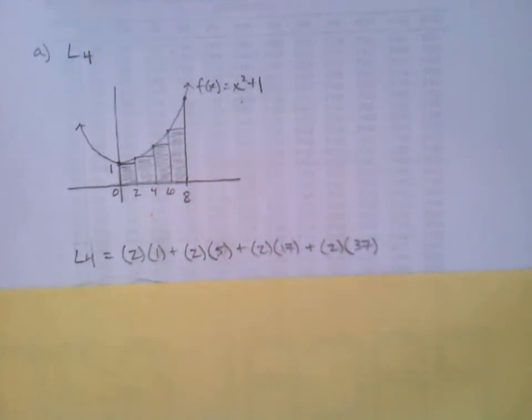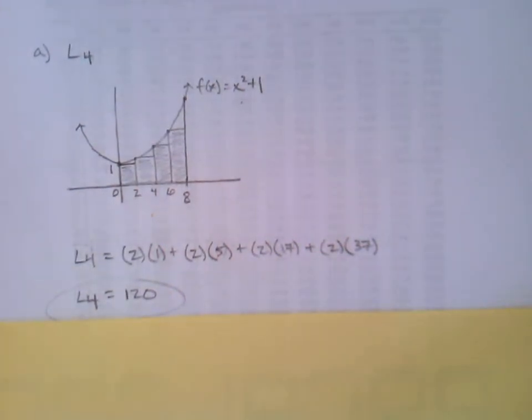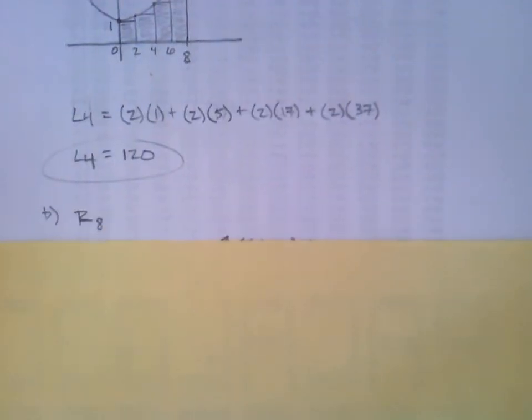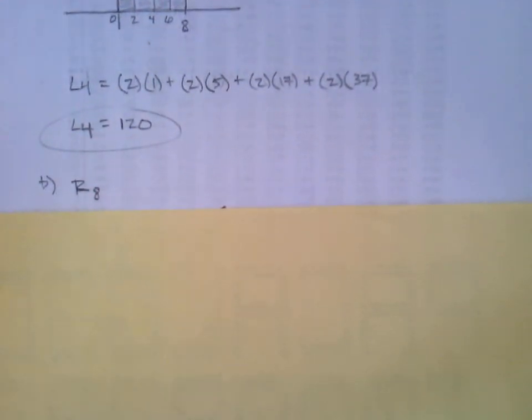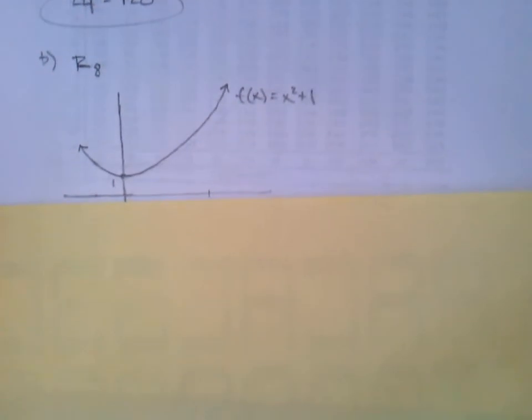Multiply these all together, add them up, and you will get 120. So that is our L4 approximation for that area. Okay, let's look at another one. We'll mix it up this time. Same function, still from 0 to 8, but now we're going to do R8.